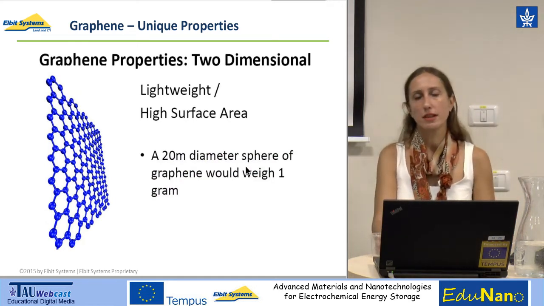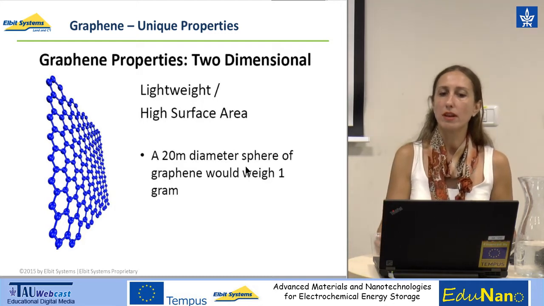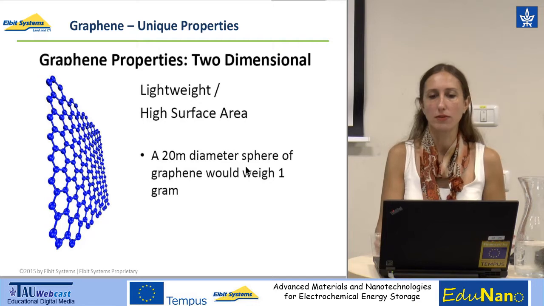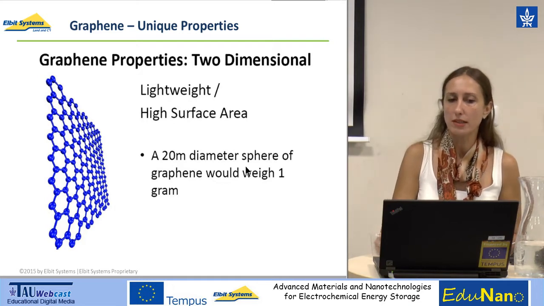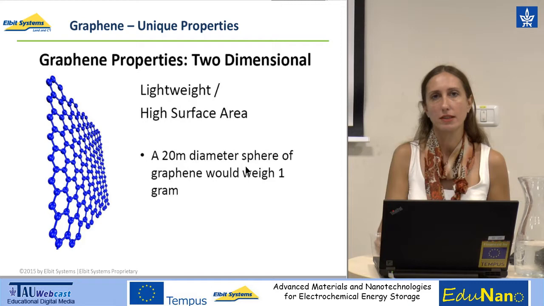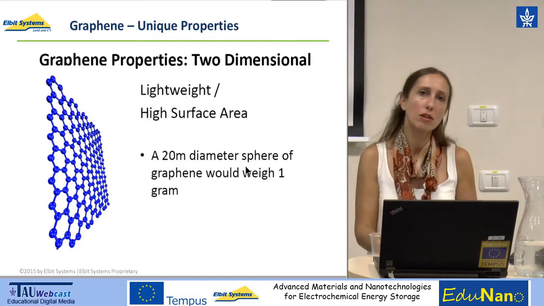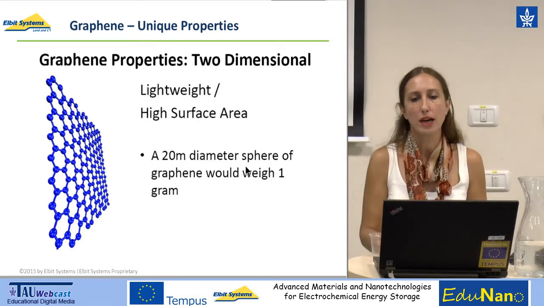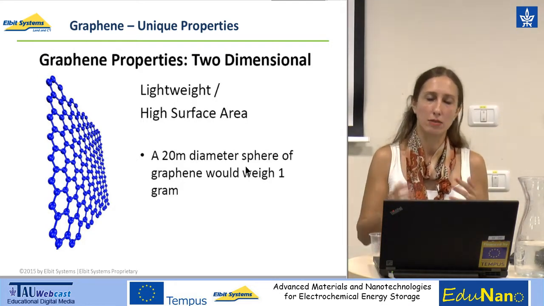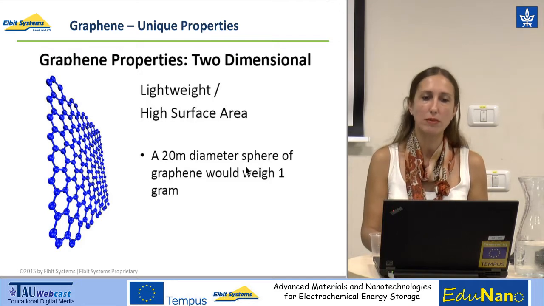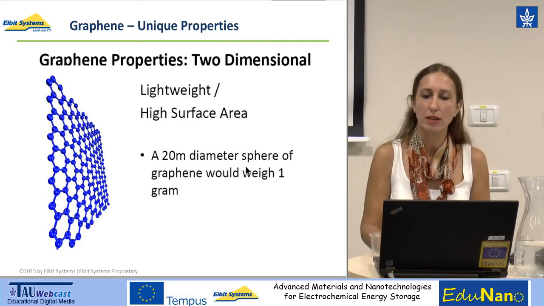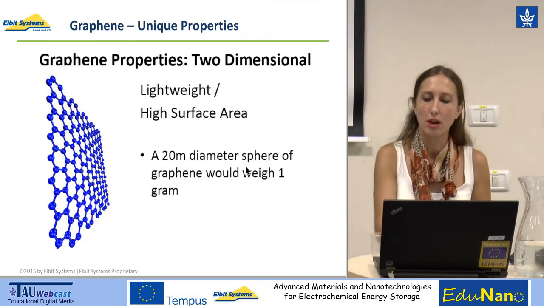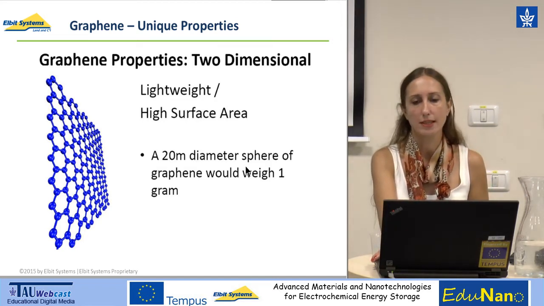In terms of the surface area properties, we are talking about a very lightweight material with a high surface area. For example, a 20-meter diameter sphere of graphene would weigh only 1 gram. Taking into consideration these properties, as you can recall from the previous lessons that we discussed, the high surface area combined with the light weight enables graphene to be a very promising material for electrode applications within electrochemical energy storage devices, either batteries or electrodes for supercapacitors, as we will discuss later on.